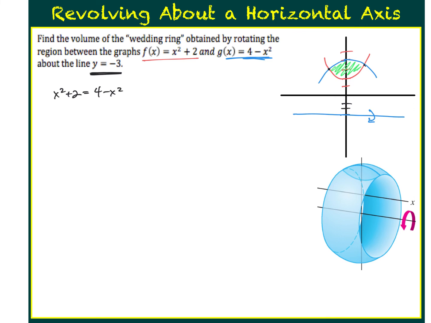So let's move some stuff around. I'd like to keep my x's positive, so I have 2 x squared is equal to 2. X squared is equal to 1. So x equals -1 and 1. All right. We also need to find our big radius and our small radius. So my big radius would be that one right there. It's the furthest away. So, again, it's always going to be top minus bottom or right minus left. So what's my top? 4 minus x squared. And then minus, what's my bottom?